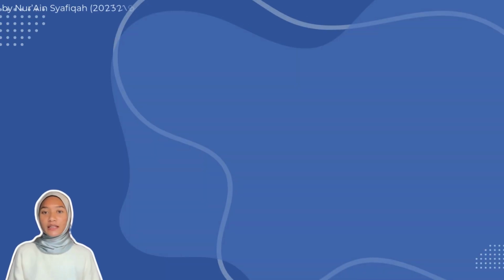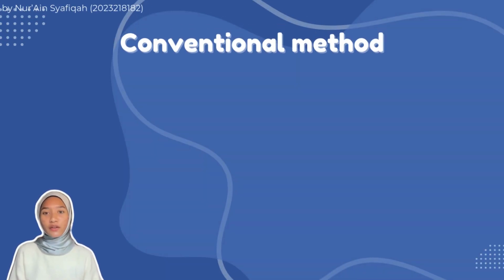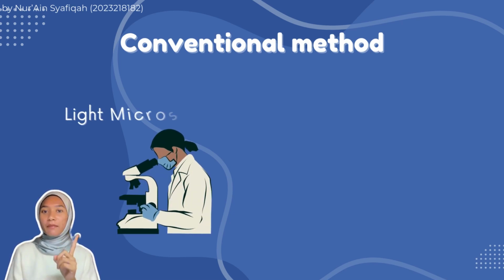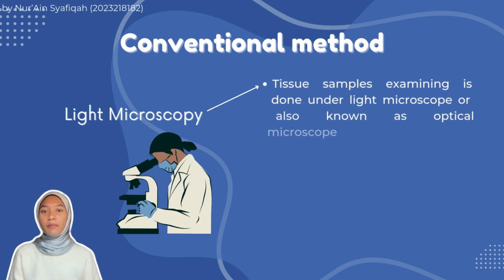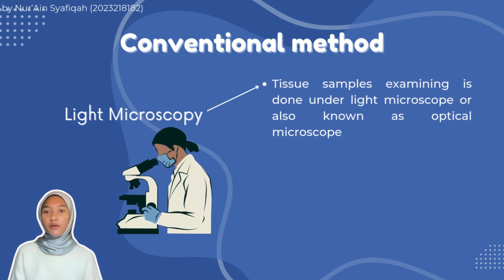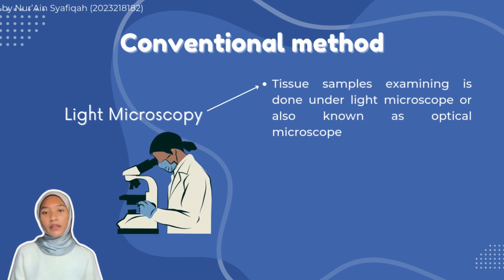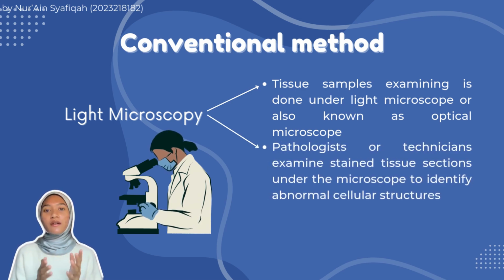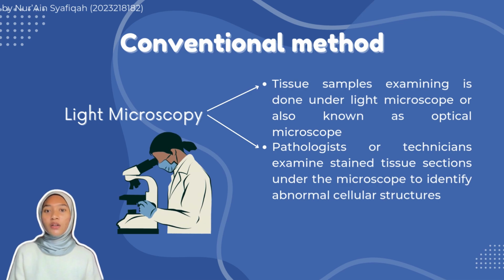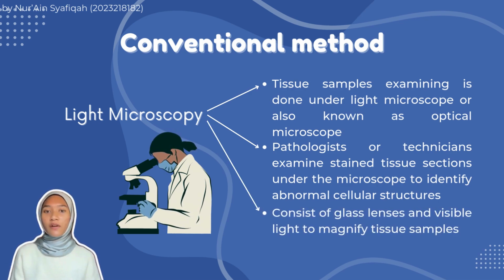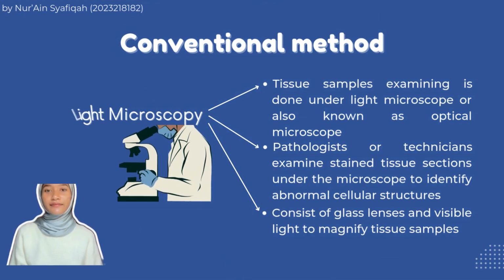But before that, let's talk about the conventional method used to analyze images in histology laboratories. It is the light microscopy method. Tissue sample examining is done under a light microscope, also known as an optical microscope. Pathologists or technicians examine stained tissue sections under the microscope to identify abnormal cellular structures. The microscope consists of glass lenses and visible light to magnify tissue samples.